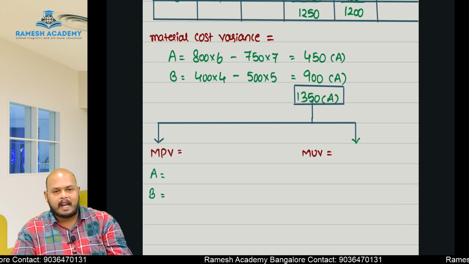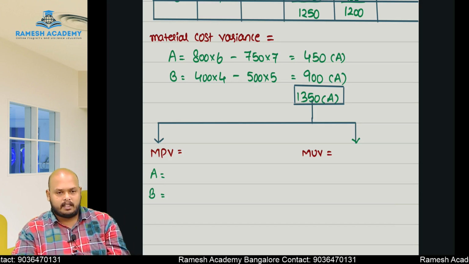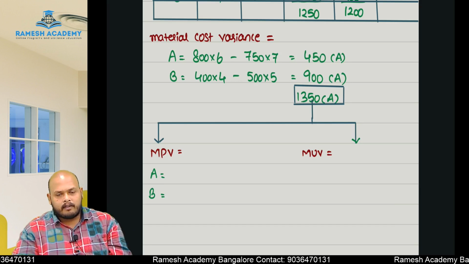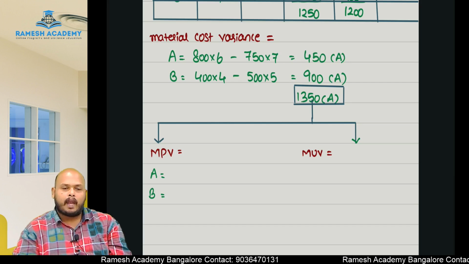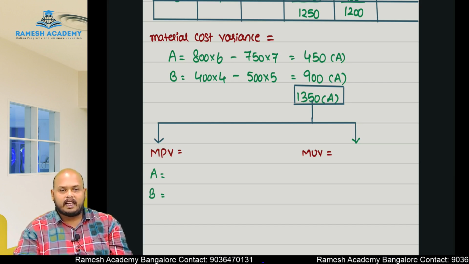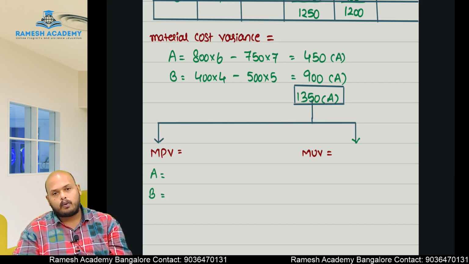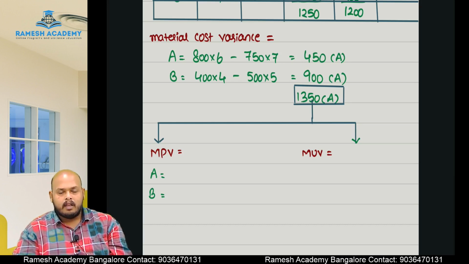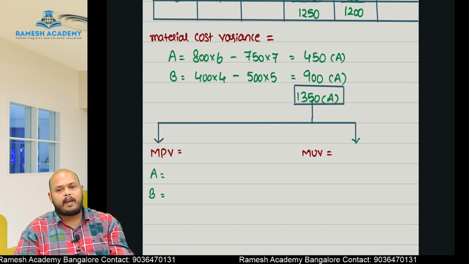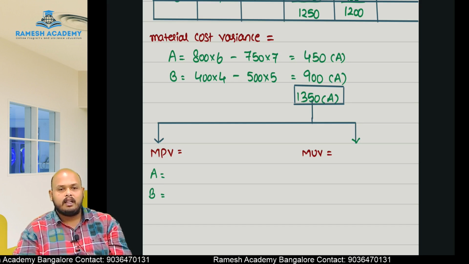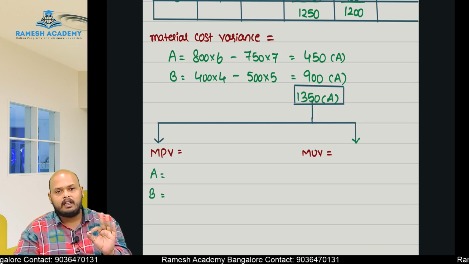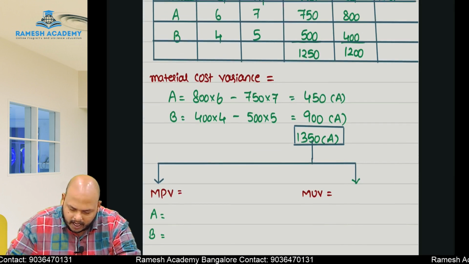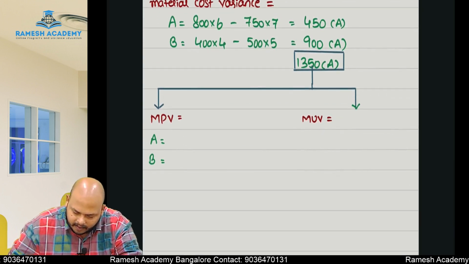Why? Because the standard is always our expectations. So due to actual quantity only, the impact will be there. So while calculating the price variance, we have to keep quantity constant, and that is the actual quantity. So what is the actual quantity? For A 750, B 500.